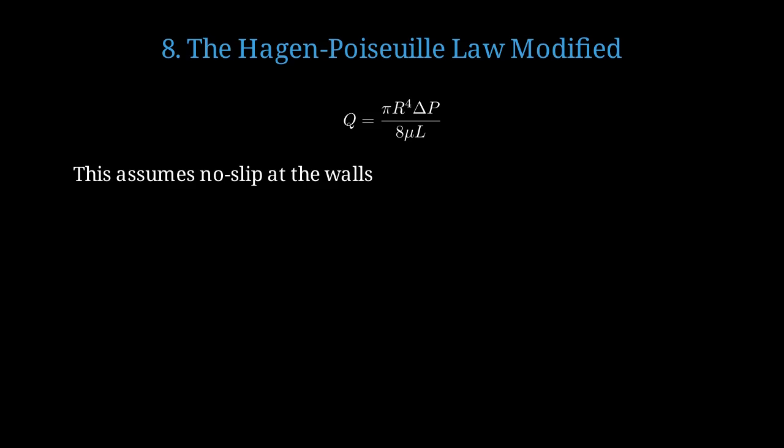Let's see how the famous Hagen-Poiseuille law changes when we include slip. The classical Hagen-Poiseuille law says flow rate equals pi r to the fourth times pressure drop divided by 8 times viscosity times length. This classical formula assumes the no-slip boundary condition at the tube walls. With slip, we multiply by the enhancement factor of 1 plus 4b over r, dramatically increasing the predicted flow rate.